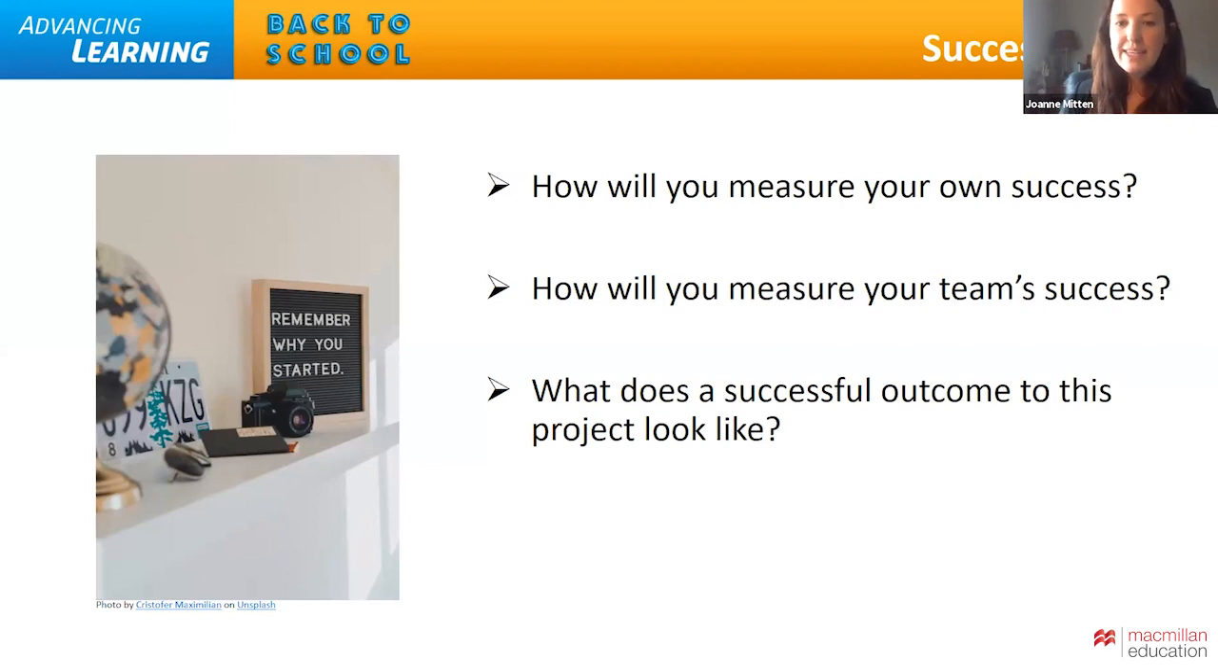And again, thinking back to that first task that they did, imagining what a successful outcome to this project looks like. So what does success actually look like? It's a well-structured, well-prepared presentation with research and data, and everything is there for students to show.